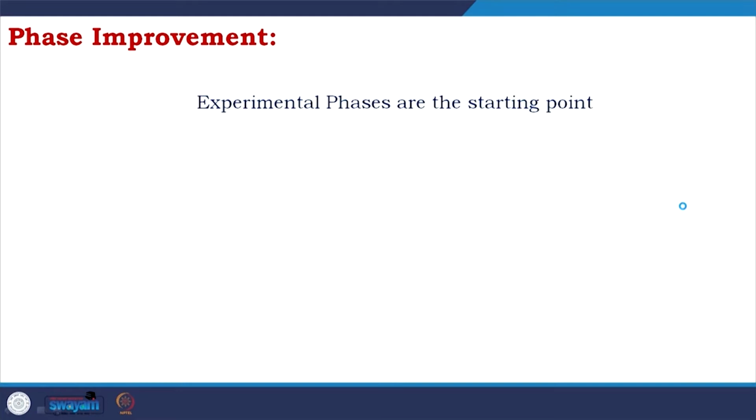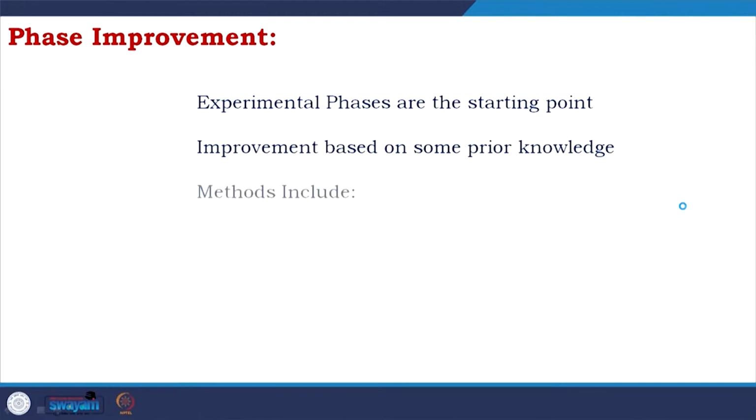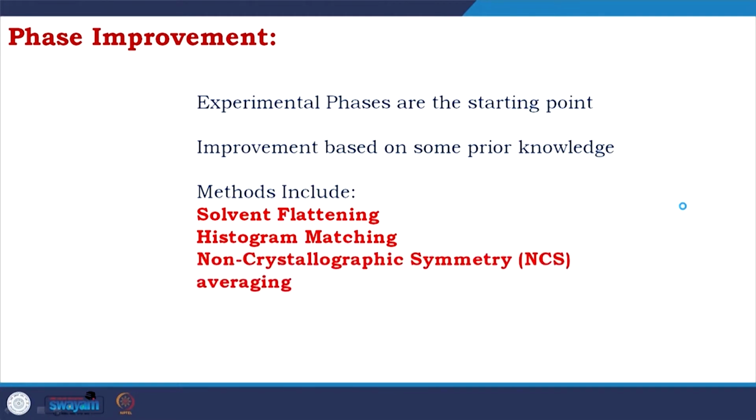but we could improve the phase, experimental phases from where we start. So, we did the heavy atom replacement and you get the experimental phase, but taking the experimental phase as the starting point, we could do those things. The improvement based on some prior knowledge. What type of knowledge? The methods are solvent flattening, one method we are going to discuss, histogram matching and non-crystallographic symmetry NCS averaging.